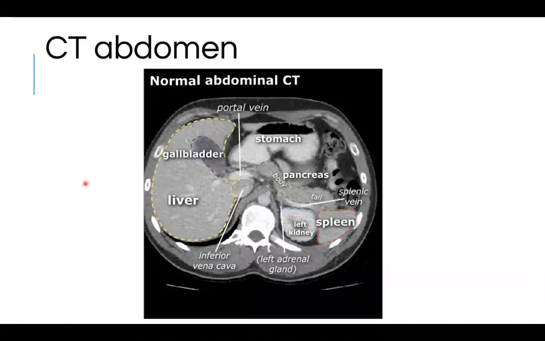Yeah, I think those are basically the most important things. I don't really think you would get a CT chest in an OSCE. I think you'd most likely get a CT head. Moving on to CT abdomen.